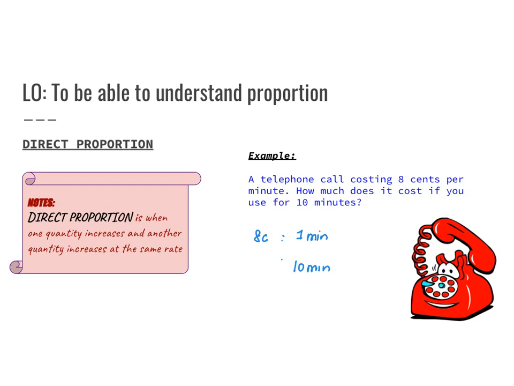How much does it cost for 10 minutes? So 1 times 10 gives us 10 minutes. And we could do the same. Take 8 times 10. That would give me 80 cents. So 10 minutes, it costs us 80 cents. Now this is what we call a direct proportion. When a quantity increases, the other quantity increases at the same rate.